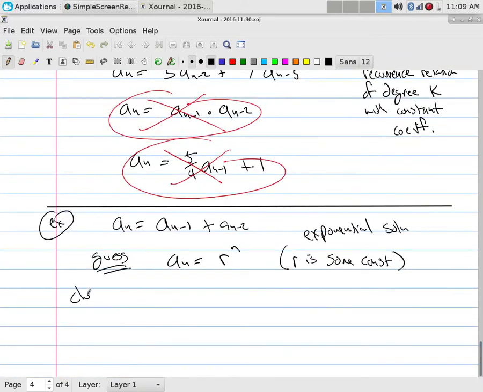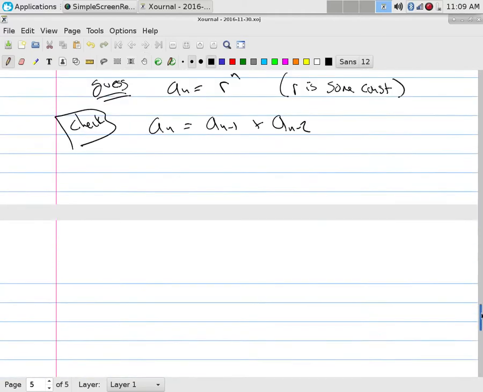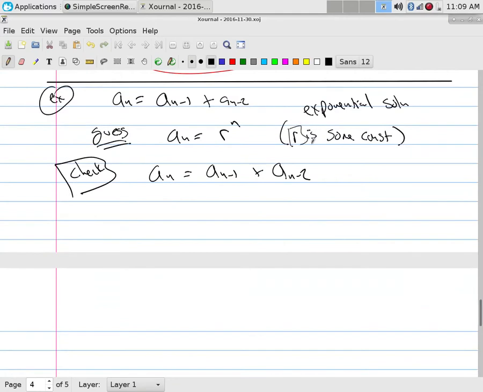So I'm going to check. A sub n is r to the n. Okay, this is a sub n is equal to a sub n minus 1 plus a sub n minus 2. To show that it's a solution, I've got to figure out what the r is, if it's going to work. Wherever I see a sub n, I'm going to plug in r to the n. Remember that this n and this n are not the same n. This is a function. This is a sub whatever is r to whatever. So what is a sub n? It's r to the n. What's a sub n minus 1? r to the n minus 1. What's a sub n minus 2? r to the n minus 2.